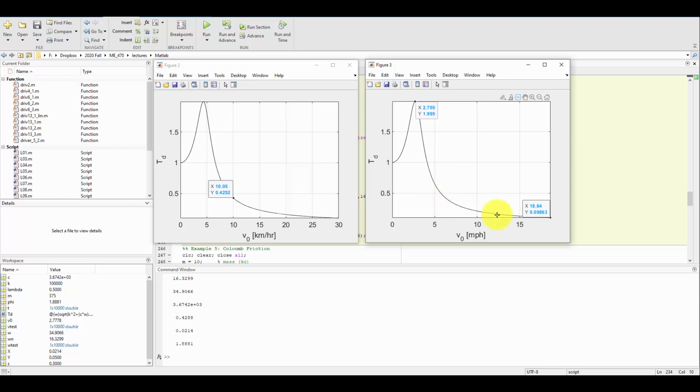By going faster, the transmissibility goes down, so as a percentage of the road's displacement, the cabin is feeling less and less of that displacement.